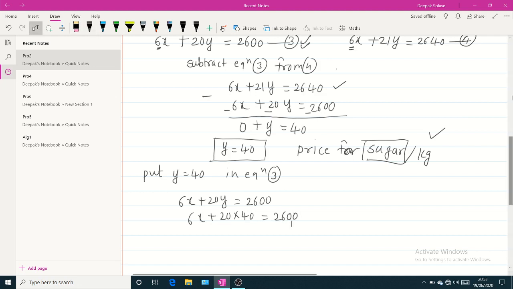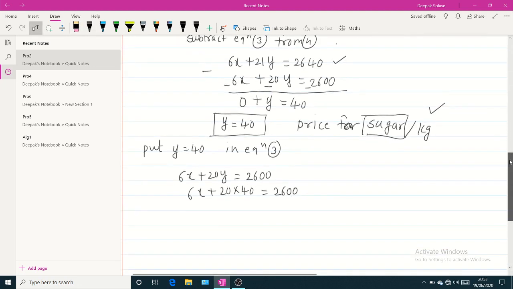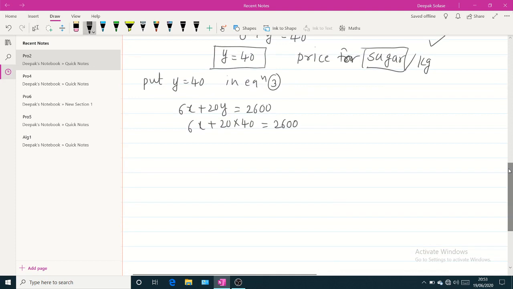Now we want to simplify this equation. So what exactly will you get? 6x remains as it is, plus 20 into 40, that is 800, equals 2600. Now this 800 will go to that side and get subtracted, so 2600 minus 800. That is 1800, right? So you will get 1800.